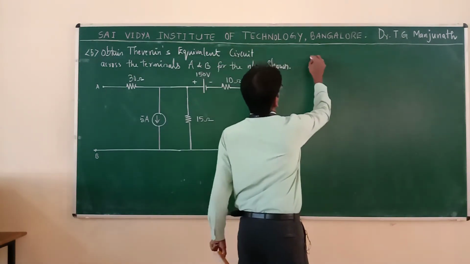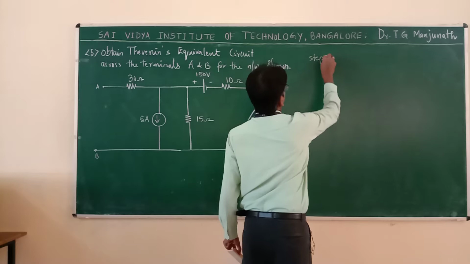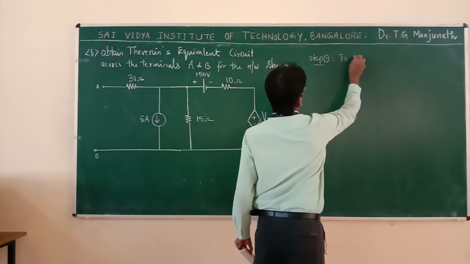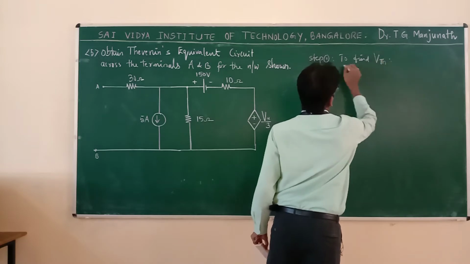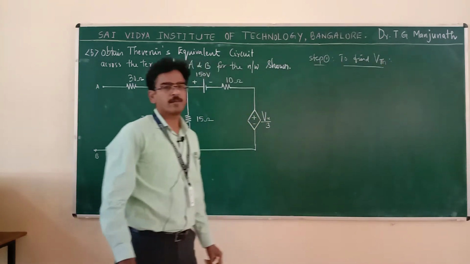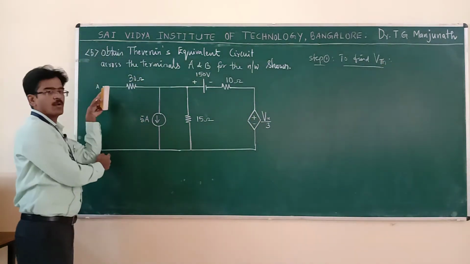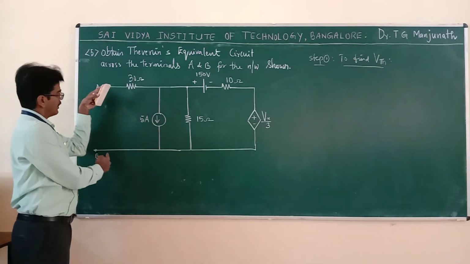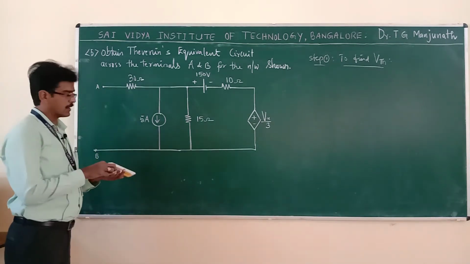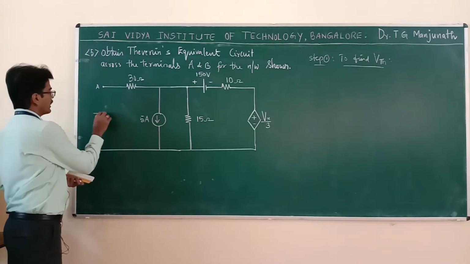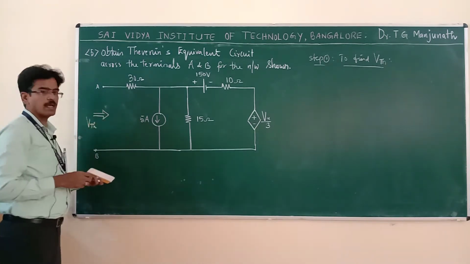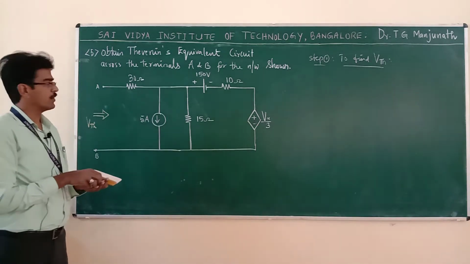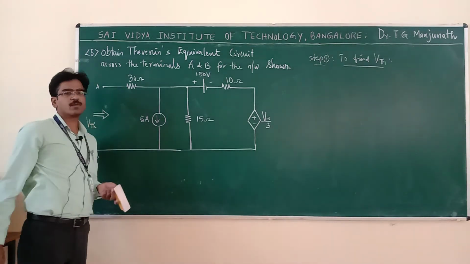Now, step 1, to find V Thevenin. What is V Thevenin? V Thevenin is nothing but the open circuit voltage across the load terminals. So, now we have to find the open circuit voltage between the terminals A and B, that is your V Thevenin. How to find this voltage?